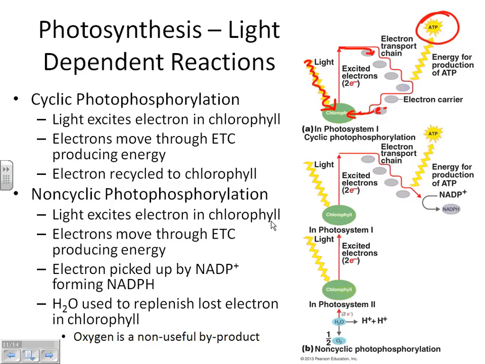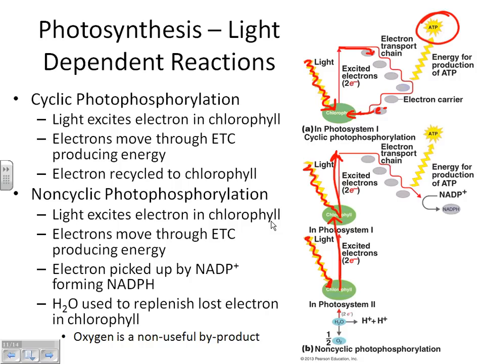So here's what happens with non-cyclic. Here comes the light, hits the chlorophyll, boom, electron gets excited. Goes to the next chlorophyll. There's levels. Light hits the chlorophyll, boom, electron's excited. Electron goes to the electron transport chain.